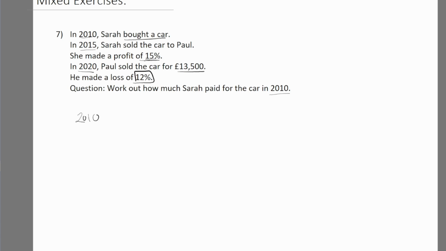So we have 2010, and we have 2015, and then we have 2020. Now, in 2010, Sarah bought a car. We don't know the price of the car, so we're just going to say this is X, unknown. Now, in 2015, she sold the car to Paul and made a profit of 15%. So if we were to find out what the car was sold for in 2015, it was X plus 15%.